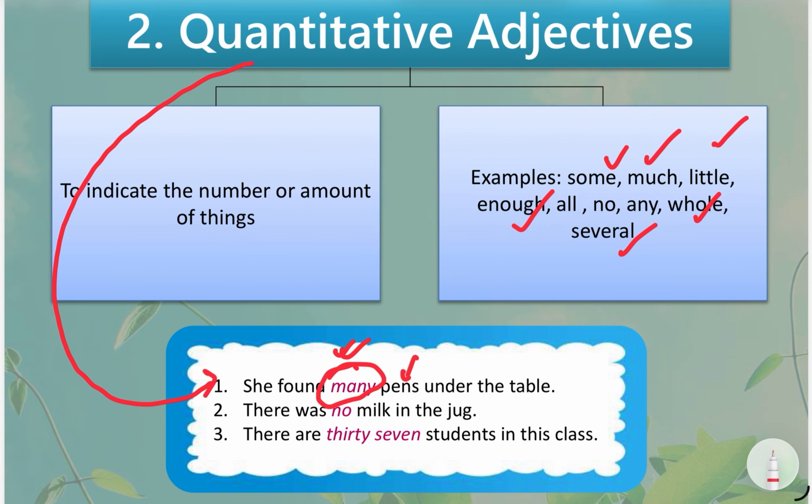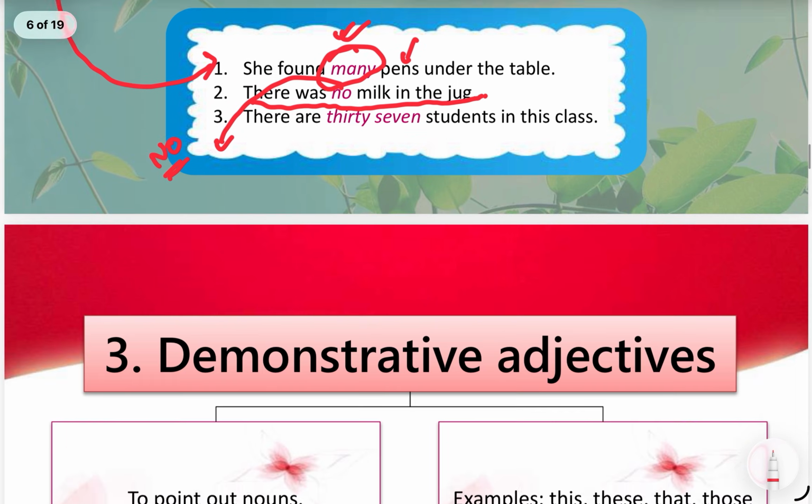There is no milk in the jug. Then this word no is describing the quantity of that milk. That's why it is a quantitative adjective.